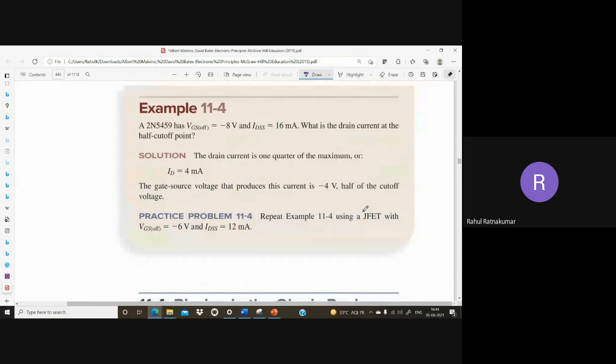So we have another problem. Here this is an N-channel device. How do you understand N-channel? Because you can see VGS(off) is a negative voltage. So we can understand this is N-channel. What is the question? IDSS is given. What is the drain current at the half cutoff point? Same thing. Half means -4, right? So ID equals IDSS, that is 16 milli. At the half cutoff point, definitely the same thing will apply here also. It is 16 milli into 1 by 4, about 4 milliampere.